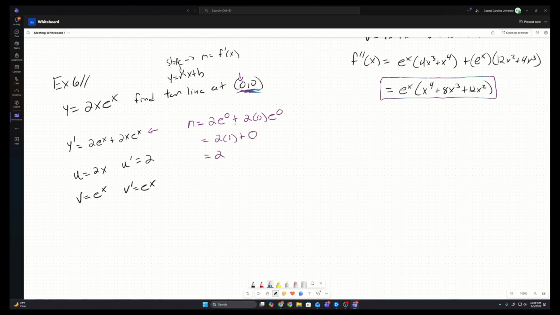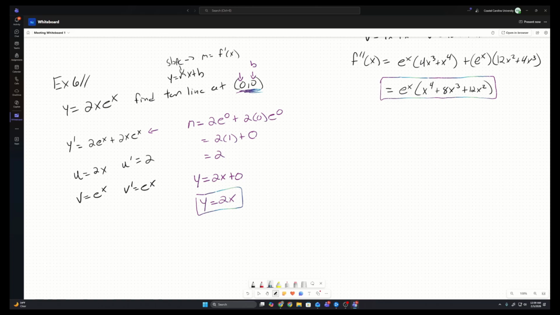Now, conveniently, this is also my b value. We'll rewrite this as a really ugly b. This is our b value. So if I know my slope is 2 and my y-intercept is 0, the equation for the tangent line would just be 2x plus 0, which we just say is 2x. And this would be the equation of the tangent line at that particular point for this equation.